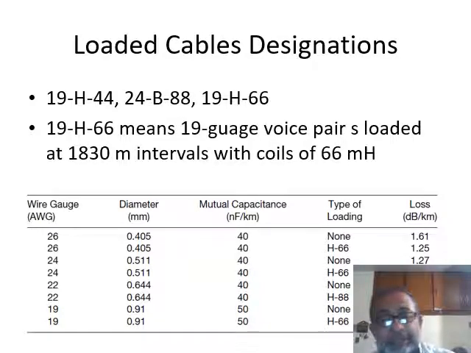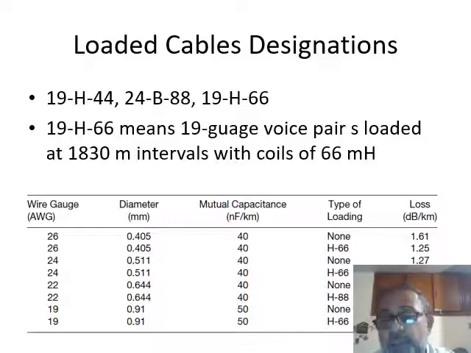You can see this in this table also. I would like you to read this table and try to understand what it is doing. You can see in the first and second column we are using American wire gauge 26, which has a particular diameter of 0.405 millimeters, and the mutual capacitance given in nanofarads per kilometer is 40 in each case.